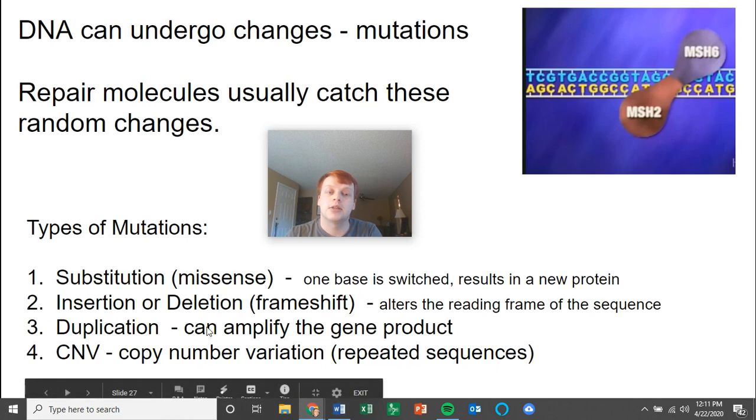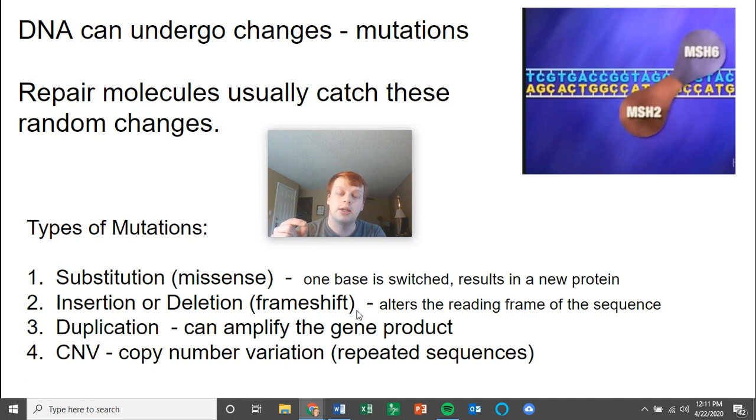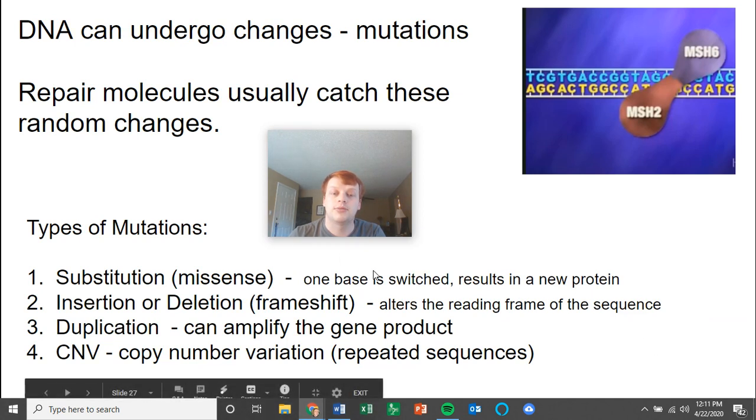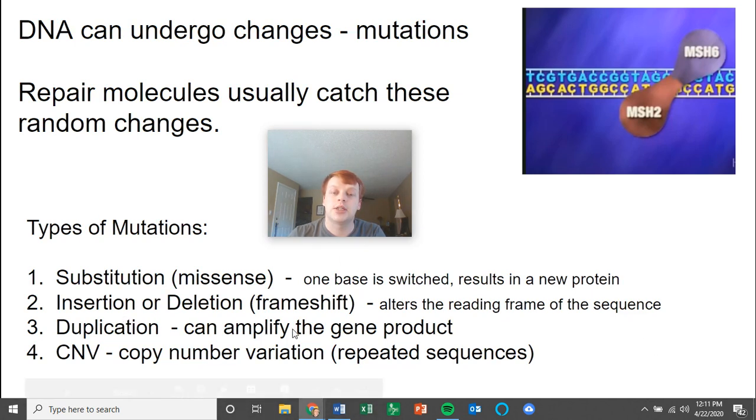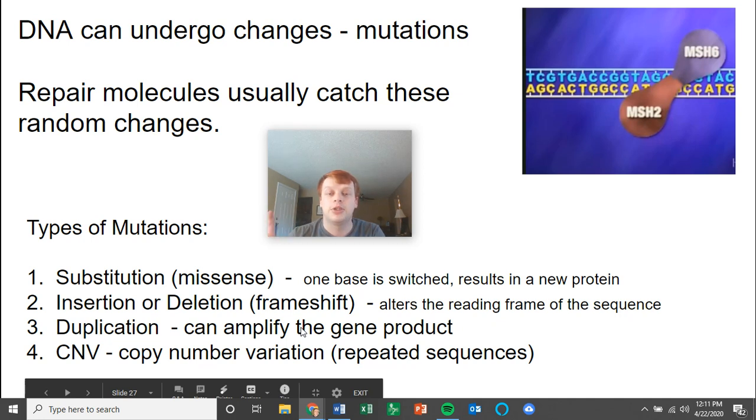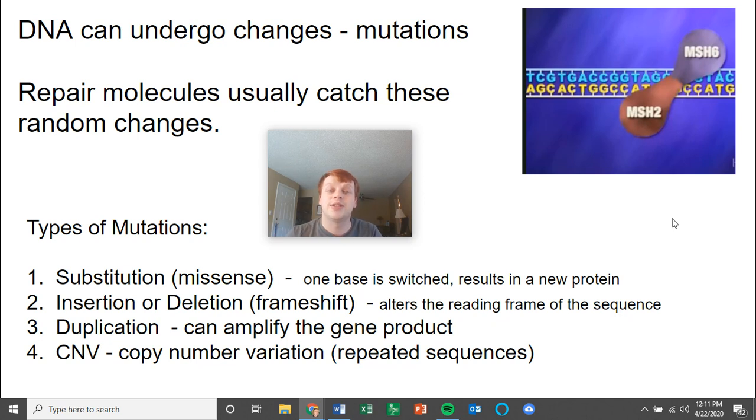The second is an insertion or deletion, also called a frame shift. This is when you add a whole new letter in or take one out. Insertion and deletion are, generally speaking, more dangerous than substitution because they're changing the whole sequence of protein after, not just a single base. Then we have duplication. This can amplify the amount of gene that's produced. And then copy number variation, where it just repeats specific sequences of that strand. Go ahead and pause here if you didn't get those down because you need those in your notes.